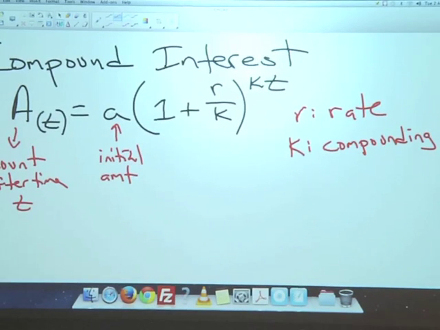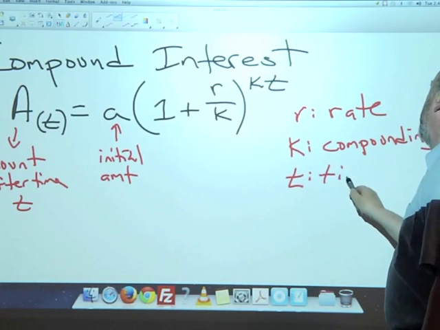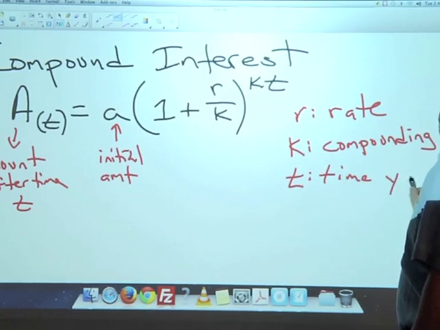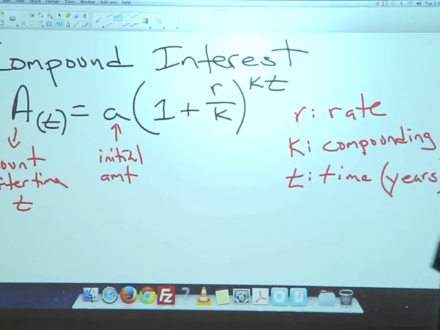If it's daily, it would be 365. Okay? And then t is the time, and that has to be in years. Okay? So the time must be in years. So if they gave you a question and they tell you that the money is left in the account for 18 months, you would have to convert that into 1.5. That is for the t, the time. The time has to be in years. Okay?